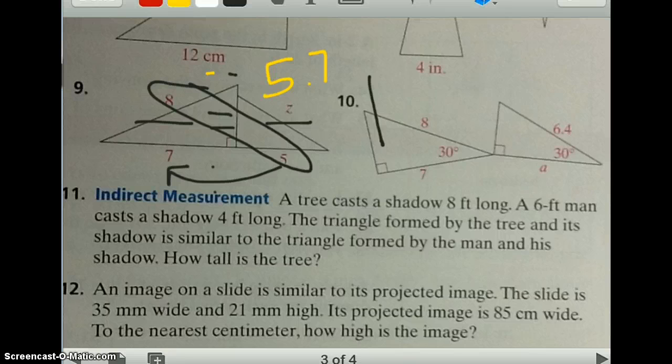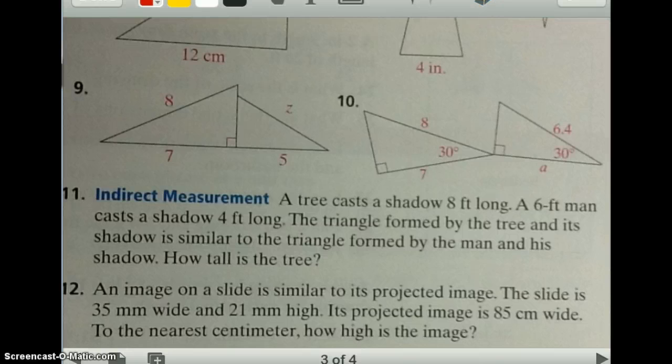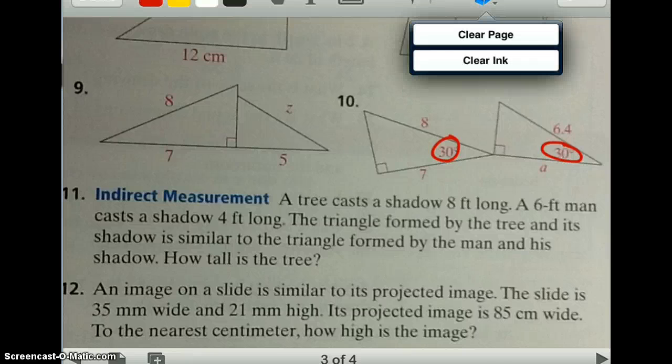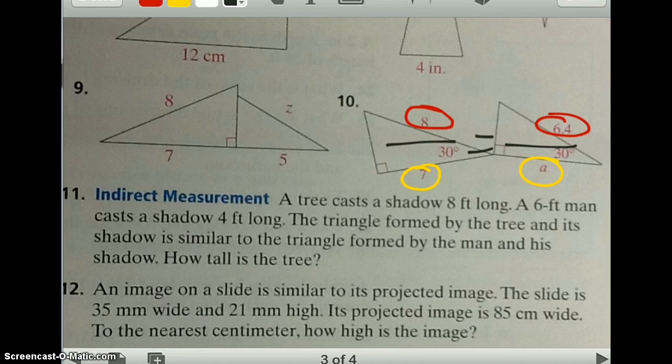Let's go to this last one, and then we'll stop here, and I will make a different video for the other ones. So this one, somebody said to me, oh no, what do I do with this 30? Well, when they're similar, it's just telling you, hey, these two angles are congruent. That's what happens in similar. So I'm not going to worry about those because they're not that bad. And I'm going to look here. This 8, what does the 8 match with? Yeah, 6.4. And what does this 7 match with? The A. Look, it is already set up in a proportion for you.